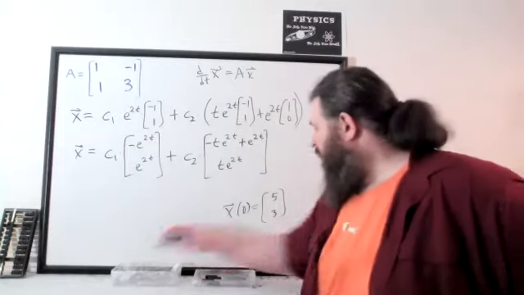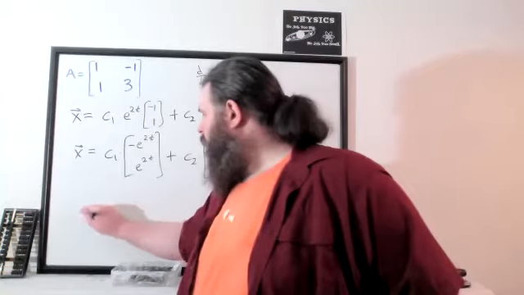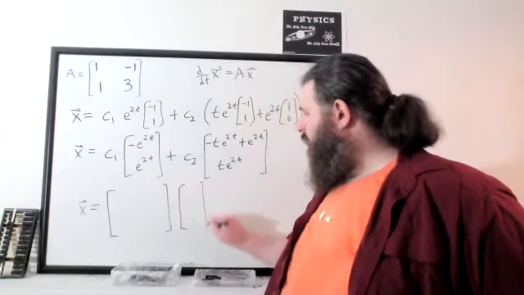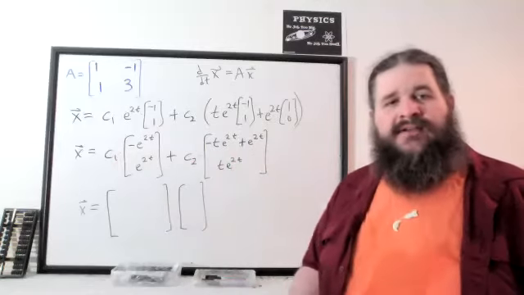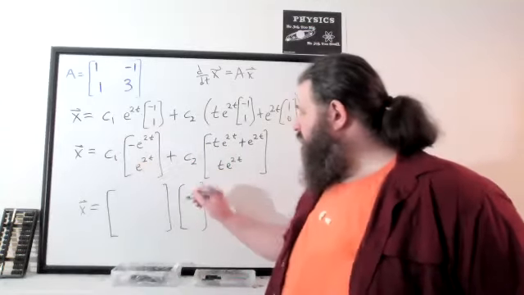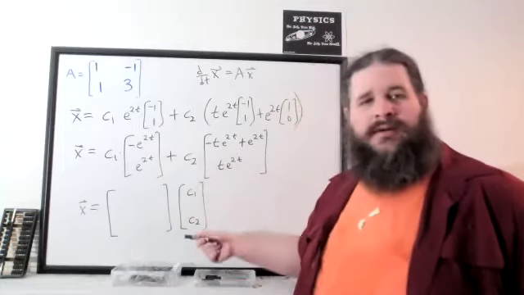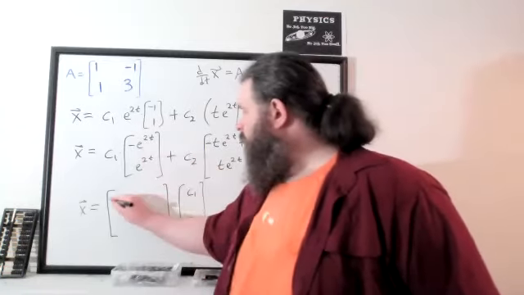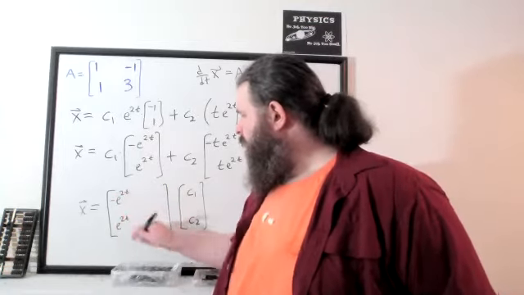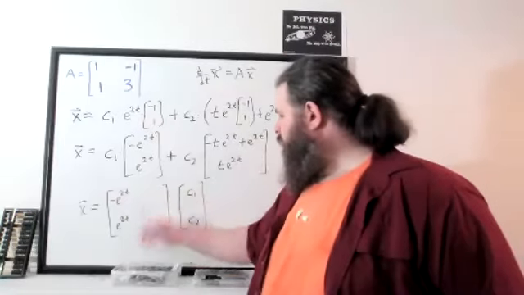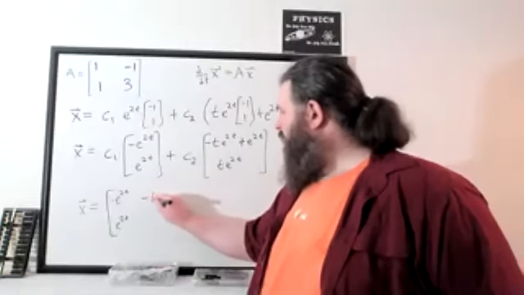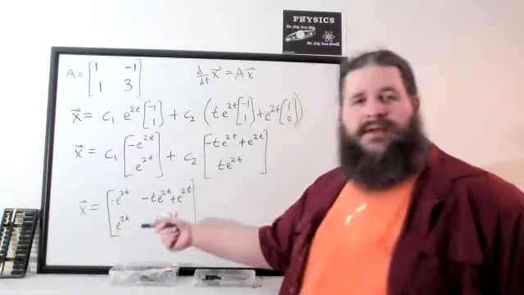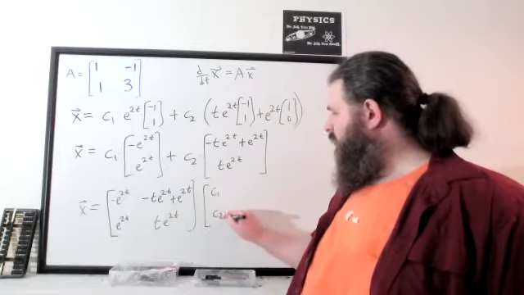But we can also set up a fundamental matrix here. And we can do that by writing this as a matrix times a constant vector. Specifically, if we have a linear combination of vectors, we can always write those coefficients as entries in this vector, and these original vectors as columns of this matrix. So this first column can be this vector, negative e to the 2t, e to the 2t. Second column would be this entire vector: negative t e to the 2t plus e to the 2t, and then t e to the 2t. That whole thing times C1, C2.